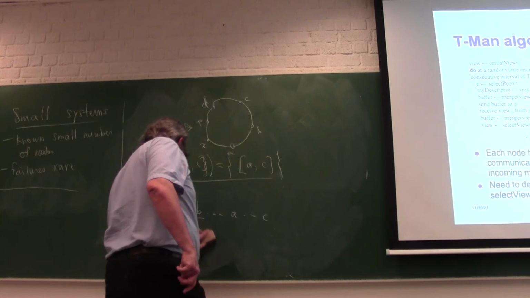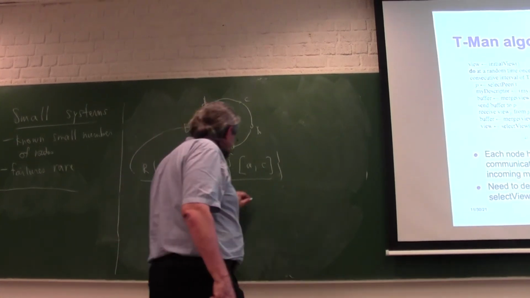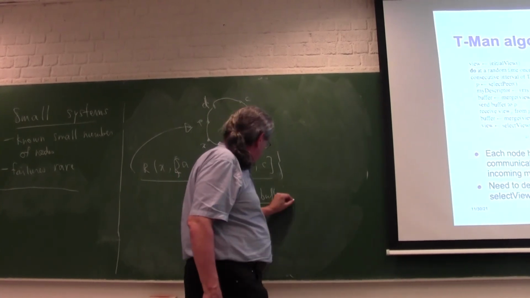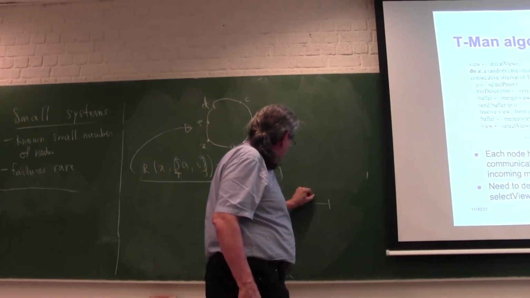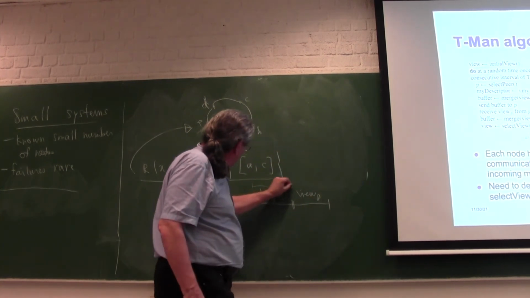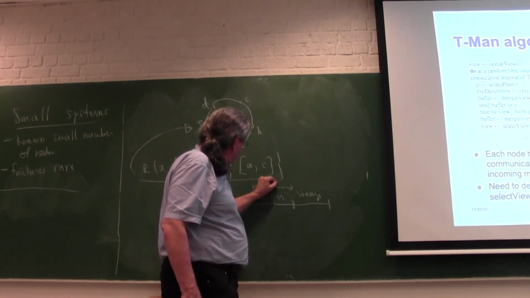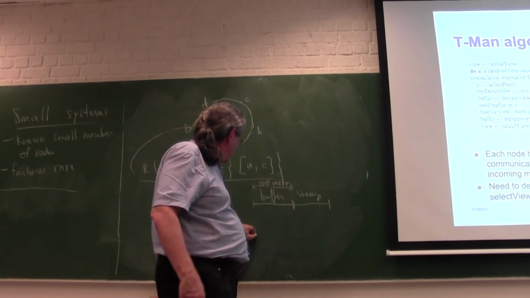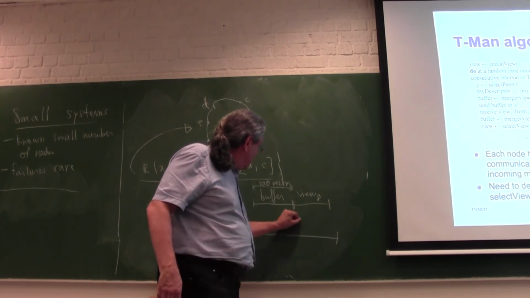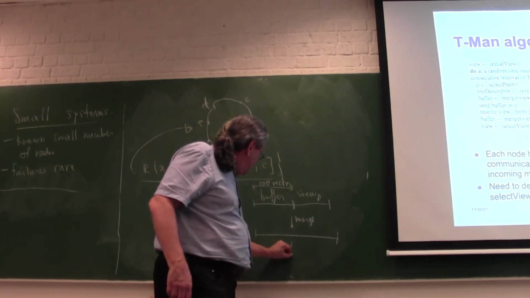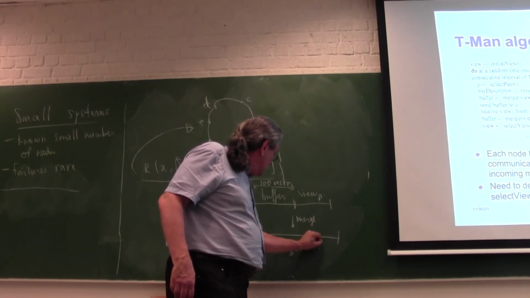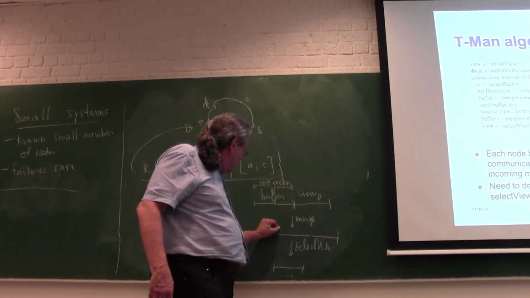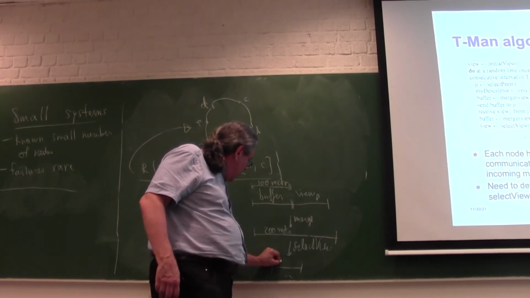If I make a picture of that, I have here buffer, and I have here view P. These are like 100 element vectors. I merge these two, so I have a merge here. And then I select view here, which is basically picking the 100 best ones. Here I have a 200 vector. Here again I have a 100 vector.